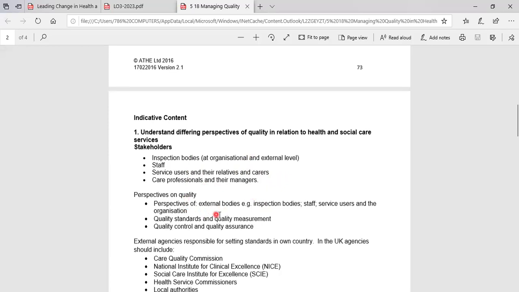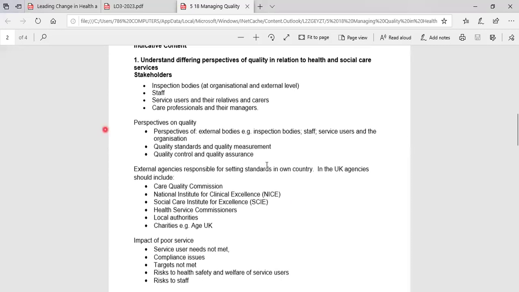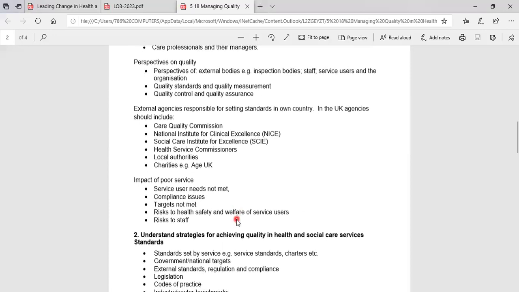Perspectives on quality: external bodies have their perspectives, and service users have their perspectives. Quality standards and quality measurement should be there. Quality control and quality assurance can also be mentioned here. Certain external agencies within the UK have their own standards. So you have the CQC, NICE guidelines, SCIE, health service commissioners, local authorities, and charities, for instance.